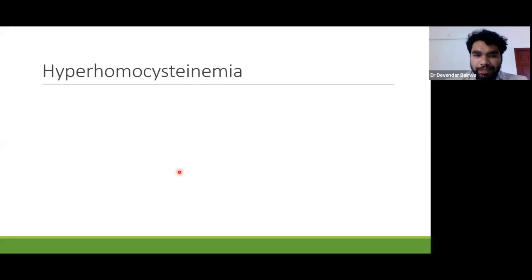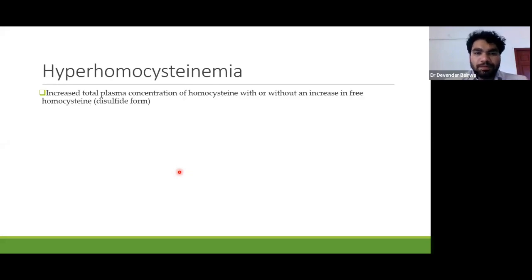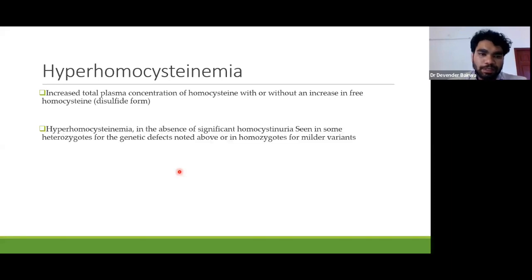Coming to hyperhomocysteinemias, basically there can be increased total plasma concentration of homocysteine with or without an increase in free homocysteine disulfide form. So this is known as hyperhomocysteinemia.